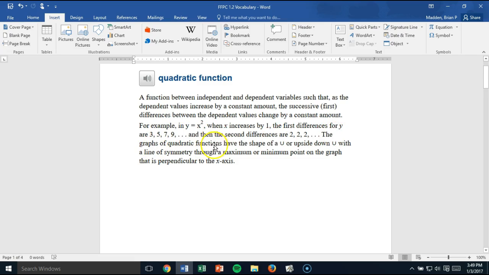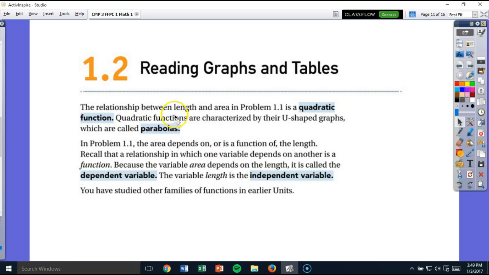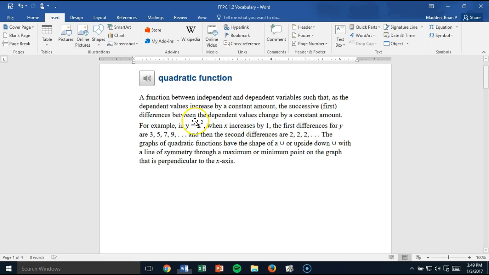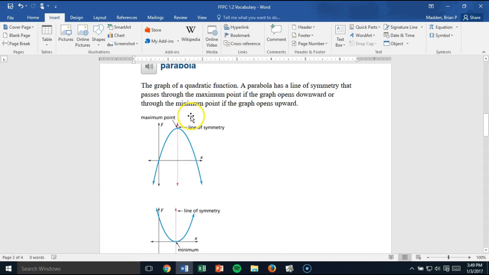The graphs of quadratic functions have the shape of a U or upside down U with a line of symmetry through a maximum or minimum point on the graph that is perpendicular to the x-axis, and you'll see that here in a minute. Quadratic functions are characterized by their U-shaped graphs, which are called parabolas. So if we go back to our vocabulary and we see parabola, this is the graph of a quadratic function.